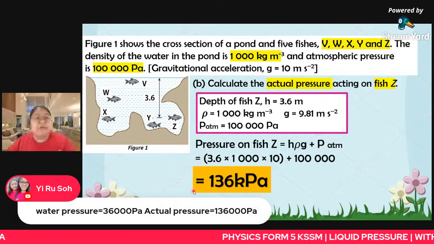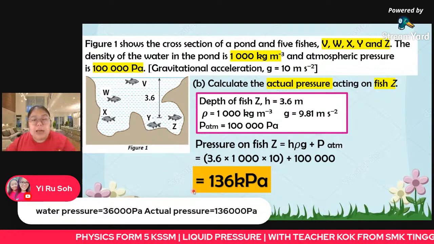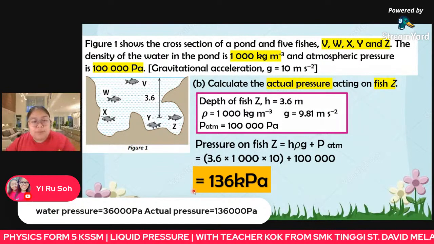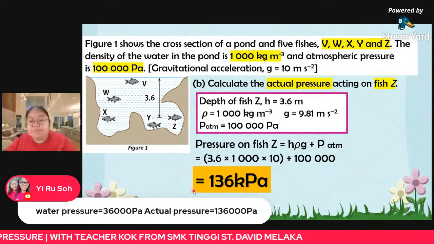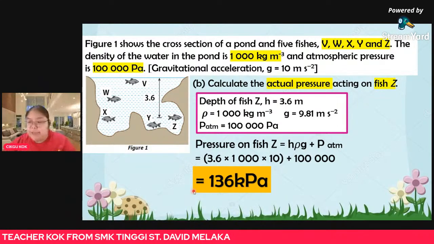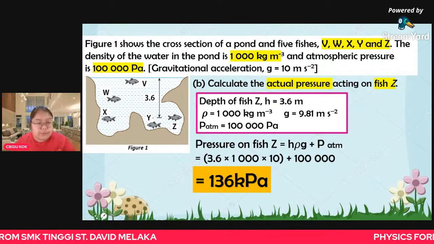So this one is a full calculation from zero. Okay, water pressure plus atmospheric. So the answer should be 136, then 3 zeros behind, becoming pascal. Okay, then we go to the next question.